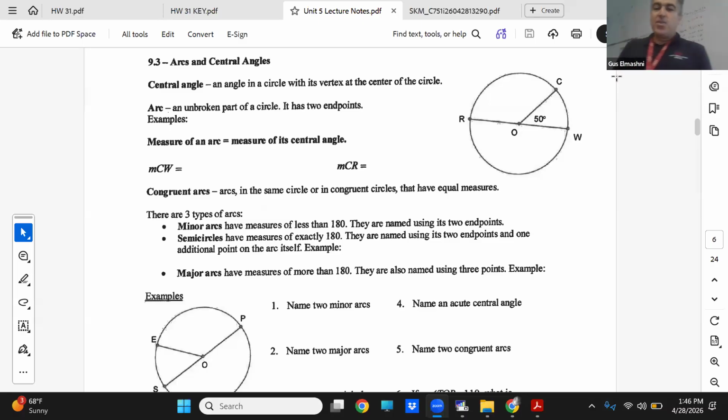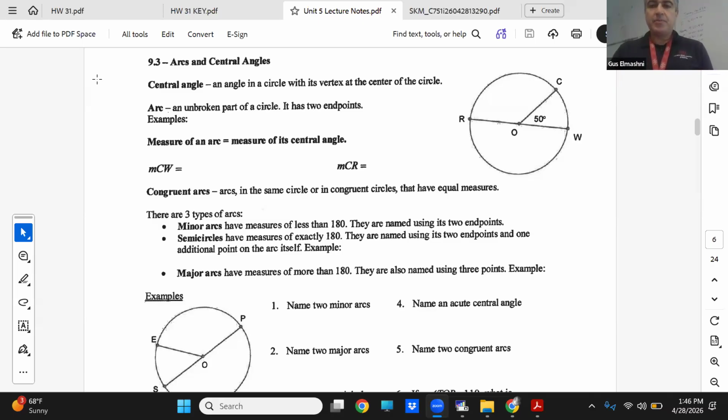All right. So central angle, guys. We're just gonna jump right in. A central angle is just an angle that has the center as its vertex, right? That's that simple. So CEW is a central angle.